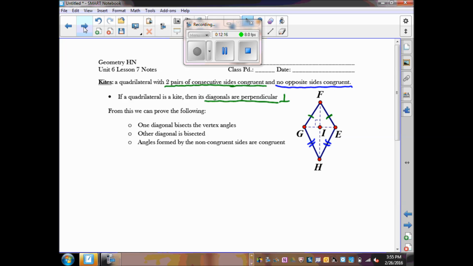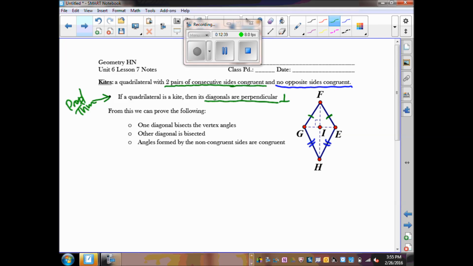So if a quadrilateral is a kite, then its diagonals are perpendicular. And again, this is one of those defining properties or theorems. And from this, we can actually prove the following. One, the first thing is that one diagonal bisects the vertex angles.